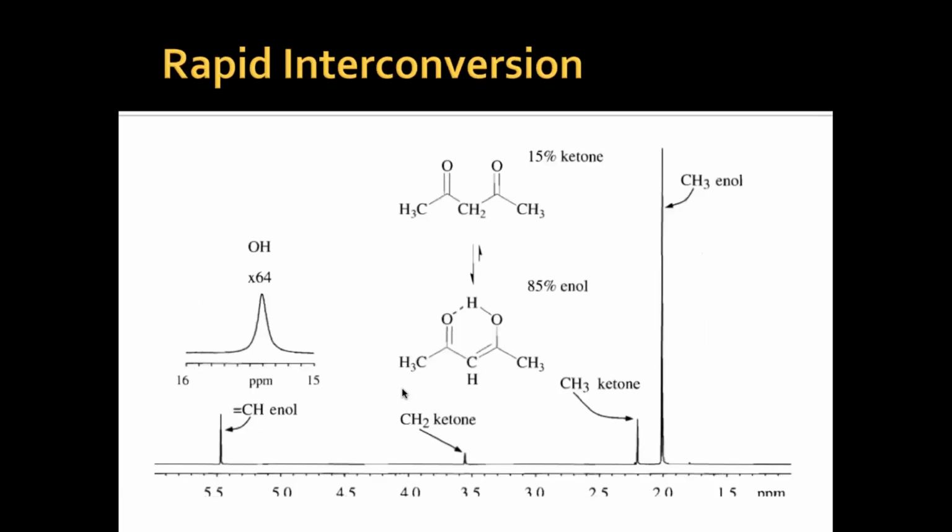Now another typical example, a diketone. People who understand the chemistry behind keto-enol forms will appreciate this example, which shows how the molecule exists in the keto and enol forms. The molecule exists in keto and enol form: 15% in the ketone form, the diketone, and 85% in the enol form.